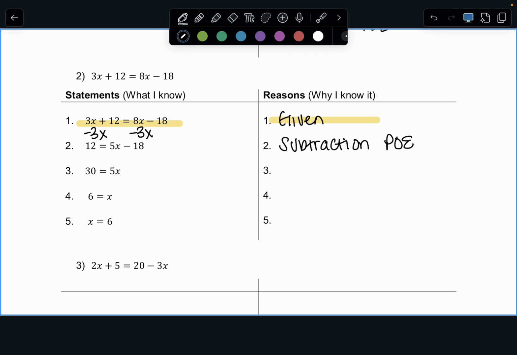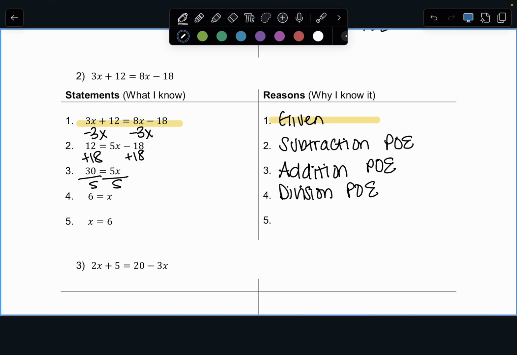So, we subtracted 3 from both sides. Then, we somehow got from 12 to 30. What do we do here? Yeah, we added 18 to both sides. So we used the addition property. Okay. Then, we're now here. How did we get from 30 to 6? What happened? We divided by 5. So we used the division property.